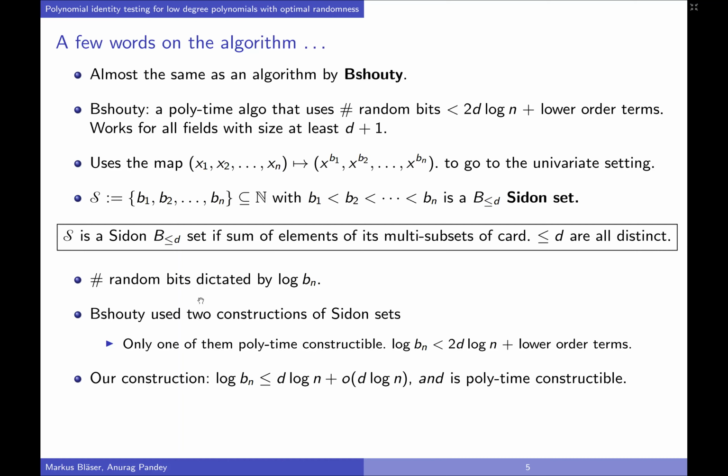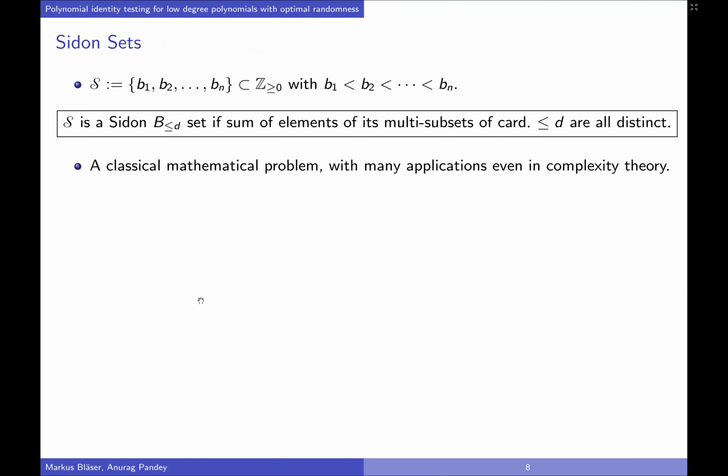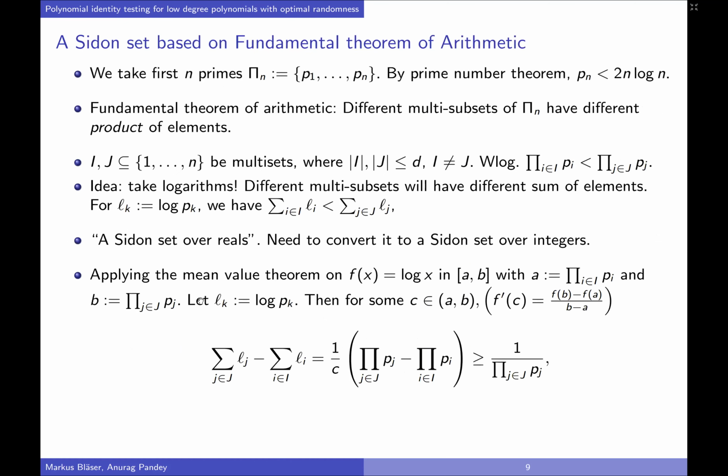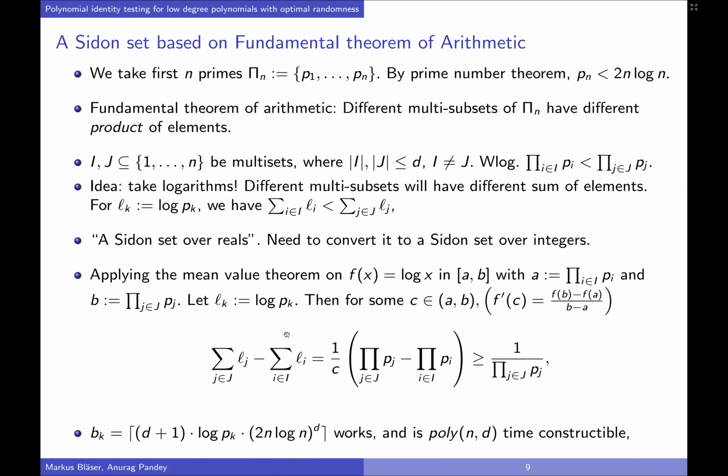For that, there is a simple application of the mean value theorem, which gives a lower bound on the difference of the multi-subset sums if you use the log of the primes, and you just scale these numbers by the product of primes, which is what we get from this lower bound. And then, with some additional idea, this can just be made to work.